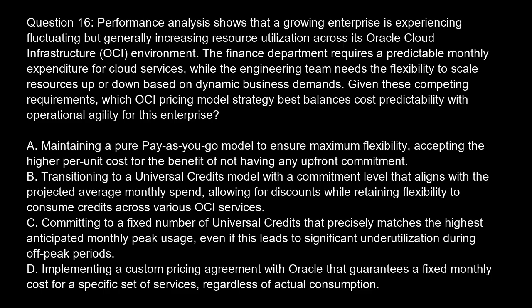Option C. Committing to a fixed number of universal credits that precisely matches the highest anticipated monthly peak usage, even if this leads to significant underutilization during off-peak periods. Option D. Implementing a custom pricing agreement with Oracle that guarantees a fixed monthly cost for a specific set of services, regardless of actual consumption.